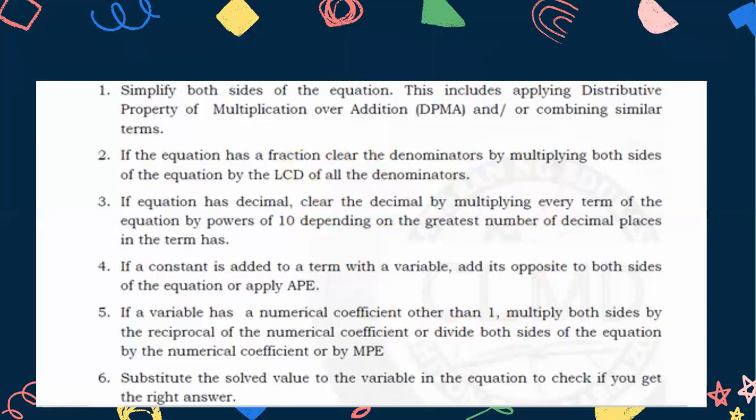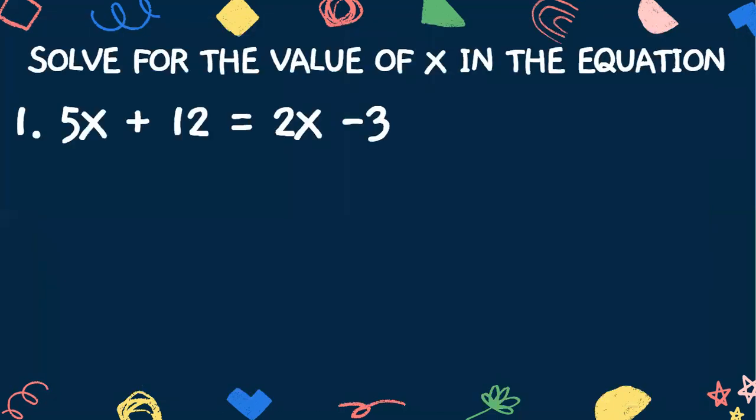Alright, next. Example, solve for the value of x in the equation 5x plus 12 is equals to 2x minus 3. So, dito, ang sabi dito, isimplify daw muna natin, kasi merong kailangan pagsamahin natin, i-combine. Alright? So, pagsamahin po natin yung magkaparehas.